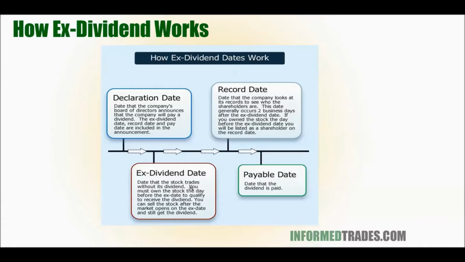The record date is the date, usually 2 business days after the ex-dividend date. And that's where they look at the day before the ex-dividend date to see, all right, these are the people that are actually going to get the dividend. So that's the day that the information is recorded. It occurs 2 days after the ex-dividend date, but they're looking at the day before the ex-dividend date.